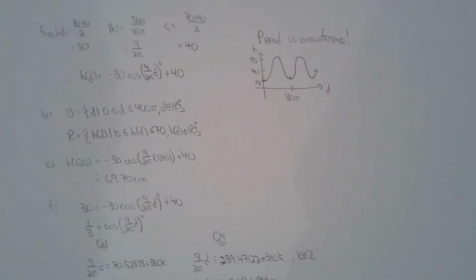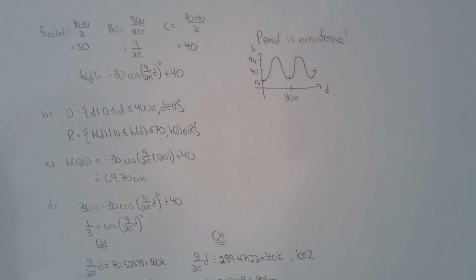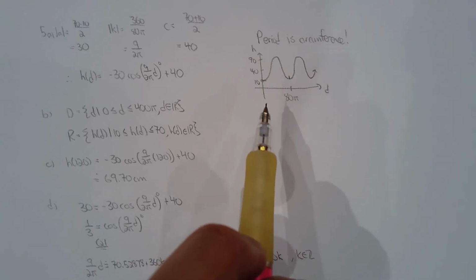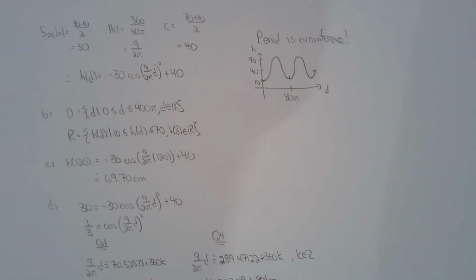So we have question 5. We have a paintball and a paintball mark, and it's going around and around in a circular motion. The key thing you have to understand is that the period is the circumference. The period of the sinusoidal function is the circumference.